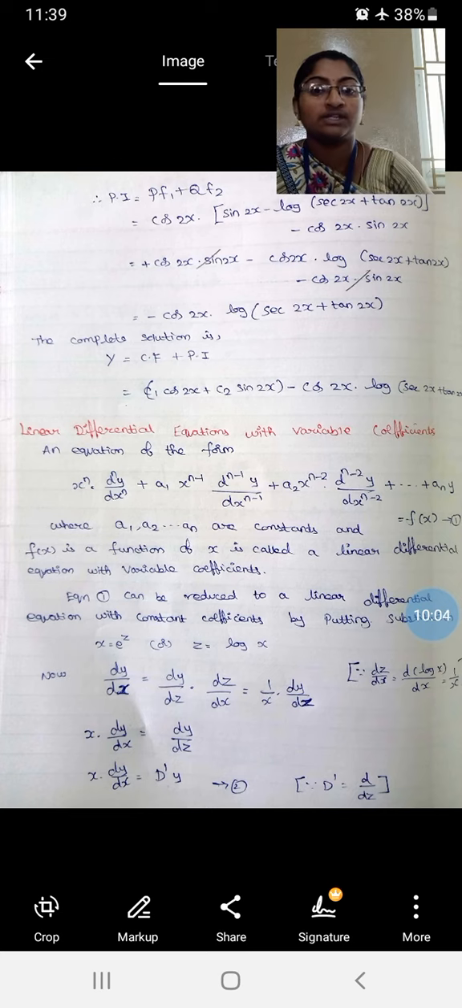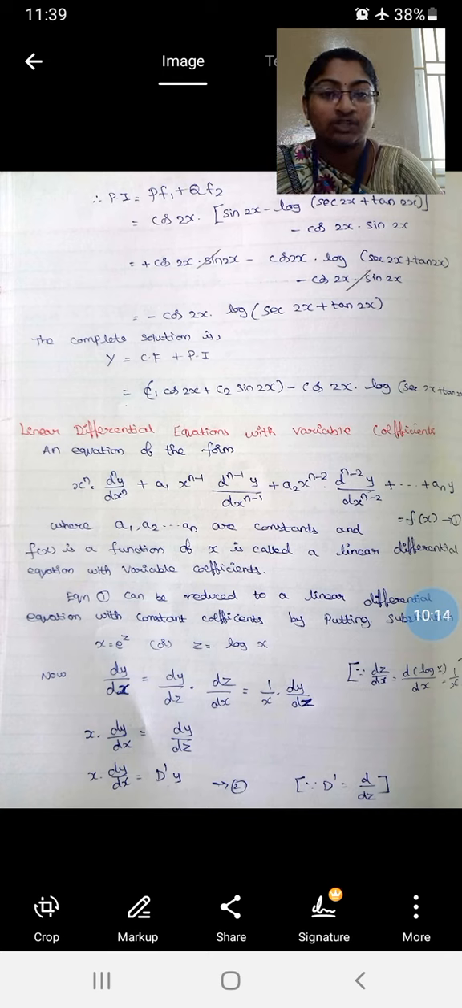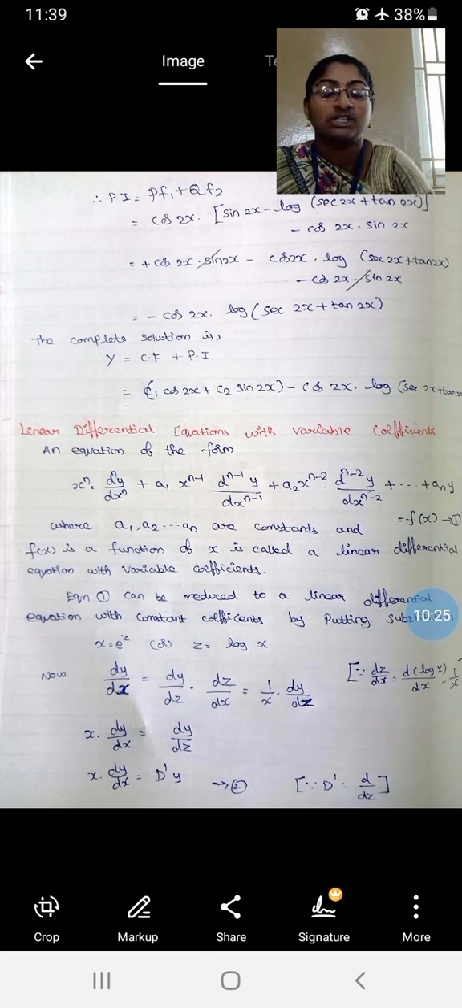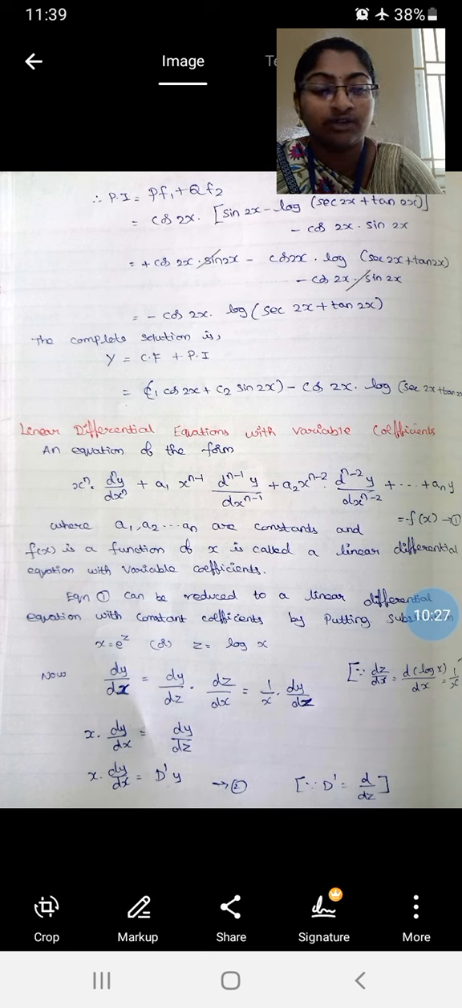Next, we are going to see the linear differential equation with variable coefficients. Here I am denoting a variable and also a function. See the equation, an equation of the form x power n d power n y divided by dx power n plus a1 x power n minus 1 into d power n minus 1 y divided by dx power n minus 1, etc. plus an y equals f of x.